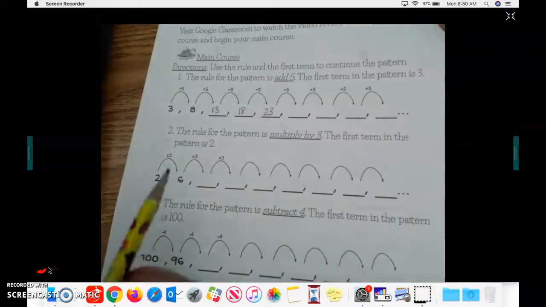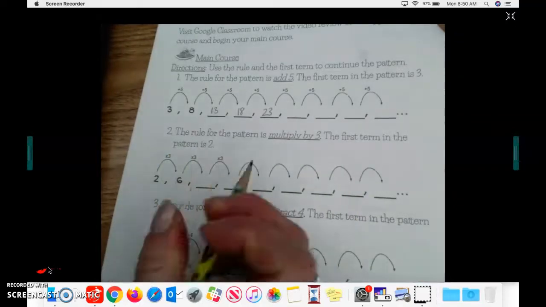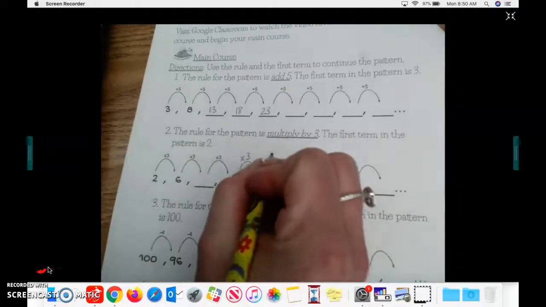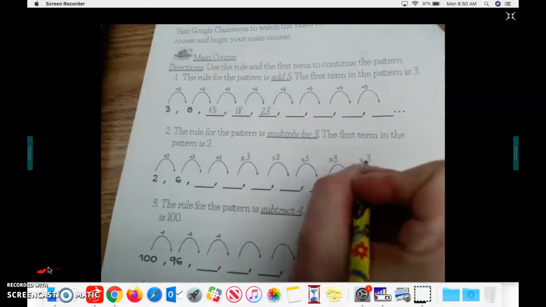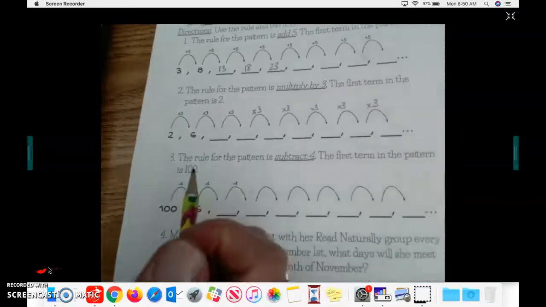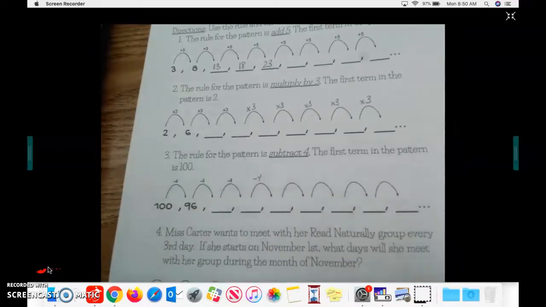Okay? Down below, again, they've identified the pattern in number 2. The rule for the pattern is multiply by 3. The first term is 2. So each time I add a new number to this pattern, I'm going to multiply it by 3. Okay? Again, number 3, the pattern is identified for you. You're going to subtract 4. Fill in the rest of the numbers.